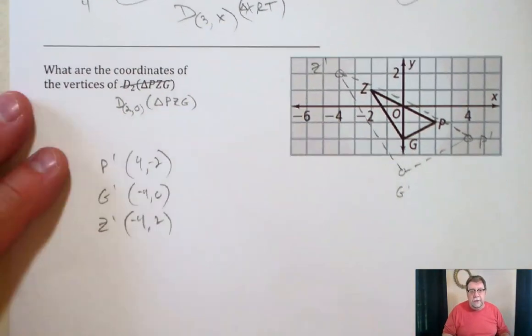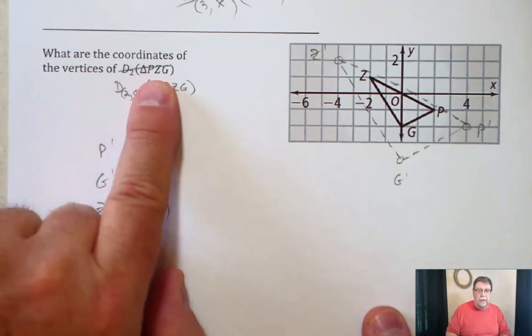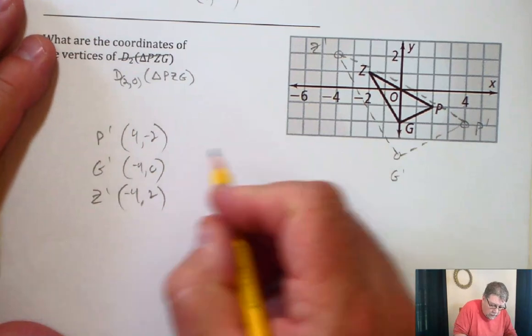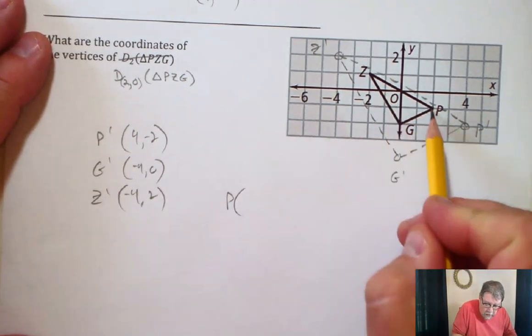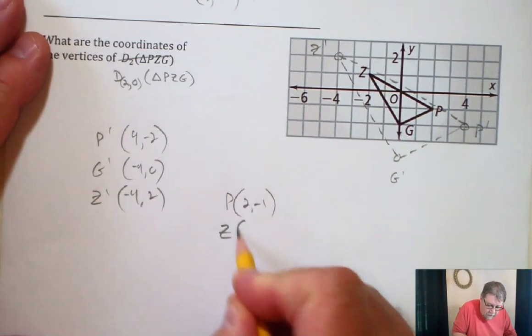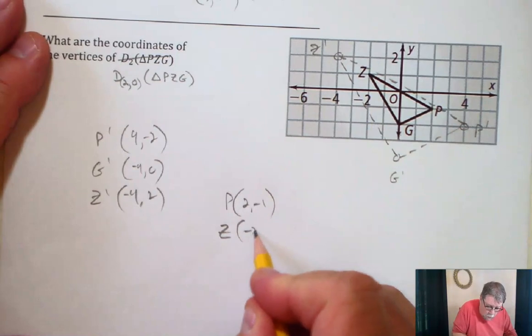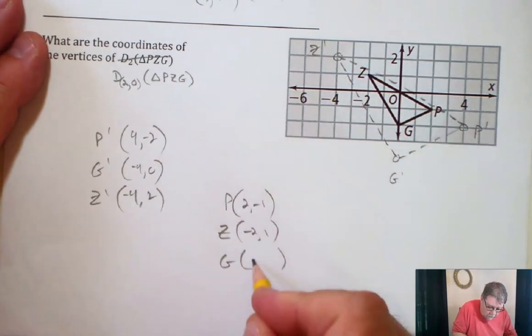Now, there's another way to do this. We didn't actually have to draw it. We could have just identified the points for PZG. Let's do it down here. P was 2, negative 1. Z was negative 2, 1. And G was 0, negative 2.